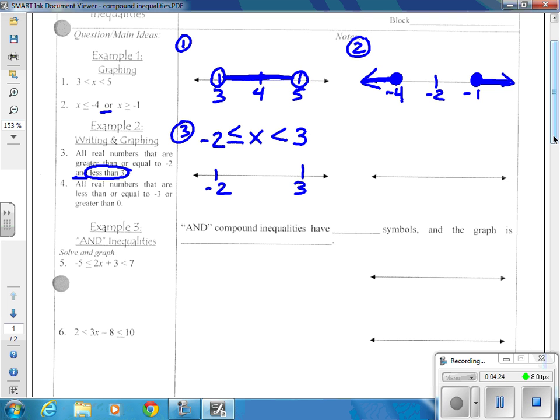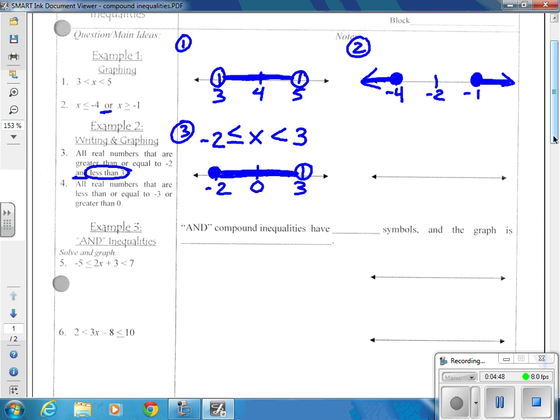-2 and +3, and then 0 somewhere in the middle, so that's what I'll pick as my third number. -2 has a symbol that has an equal sign attached to it, so I know that's going to be a closed circle. And then 3 has a symbol with no equal sign, so I know that one's going to be an open circle. Because the x is sandwiched in between the two numbers, I am going to shade in between my two circles. Okay, so the graphing is the easiest part. Writing it is a little harder.